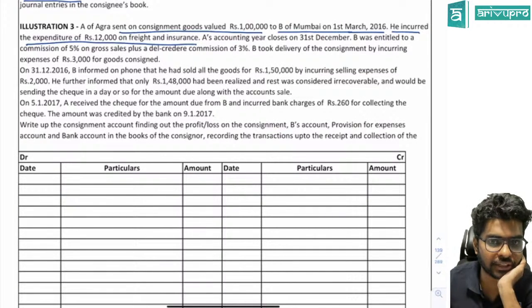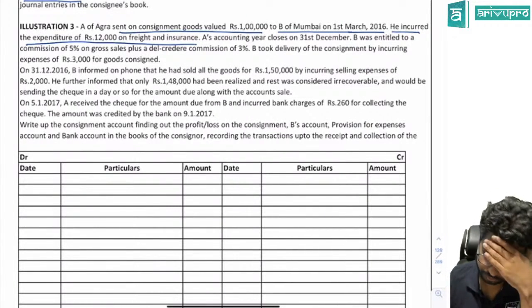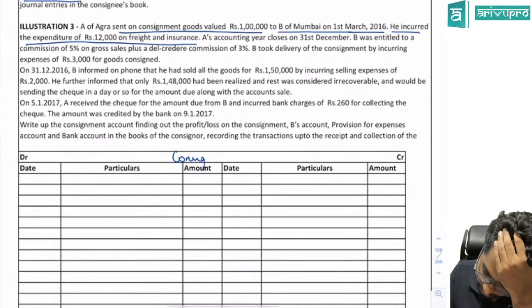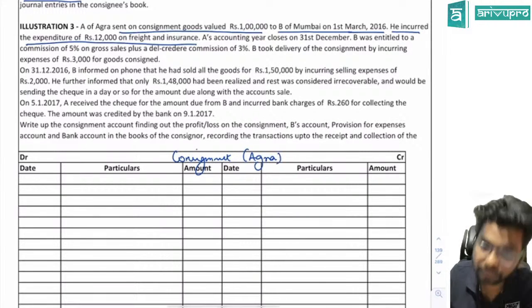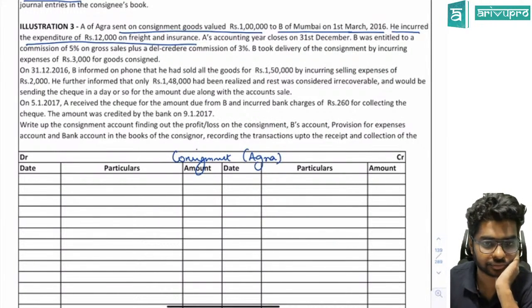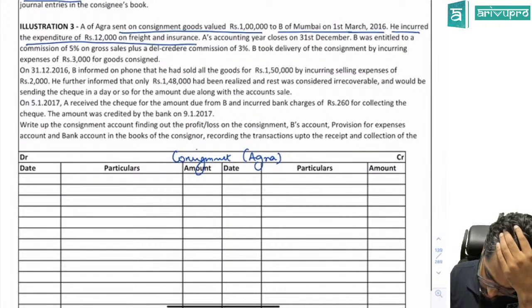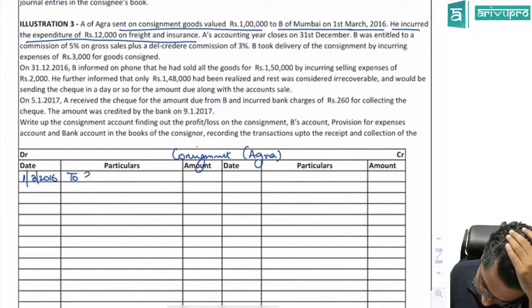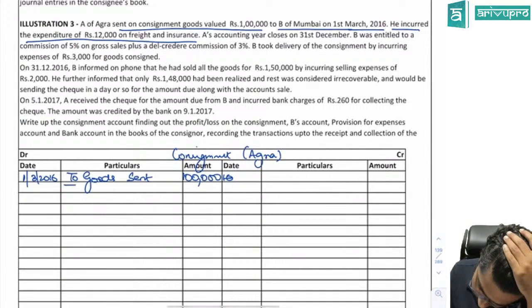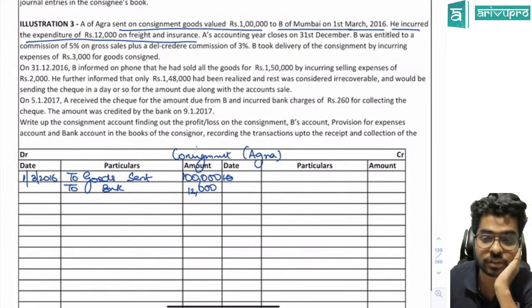So if I have to put it in the ledger account, how does it look? In the consignment, I'll put it as Agra. So 1/3/2016, goods sent on consignment, sorry, 1 lakh. Then to bank 12,000. Yes or no?